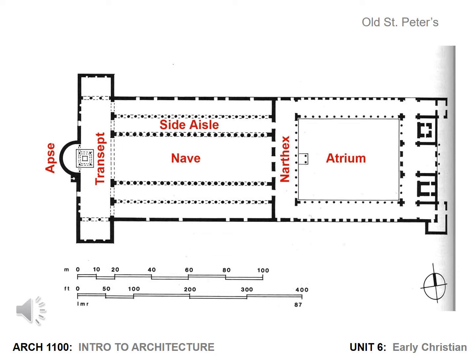The main central space is called the nave. It's the tallest volume, and often has clerestory lights to bring in natural daylight from above. Churches often have side aisles, which are lower bay spaces, often darker, to focus attention to the center, on the altar. The transept, or the cross-shaped space, and an apse at the end, which again is the half-circular space which focuses the attention back to the altar.